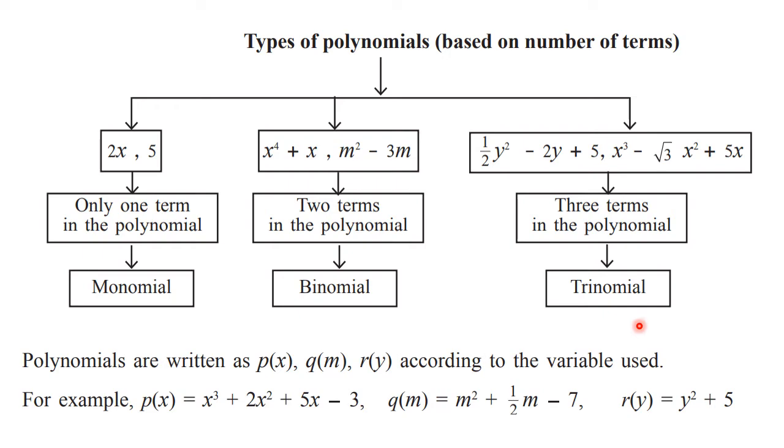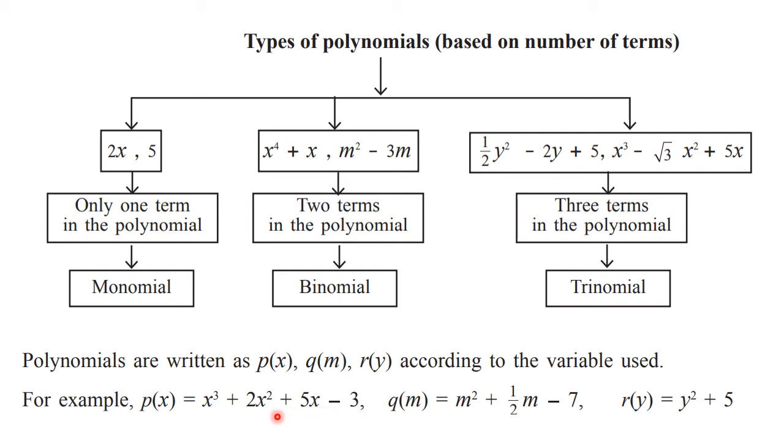Then what you have to keep in mind is that all these polynomials we write like this: P inside the bracket x. That means P is a polynomial with variable x. Like you can see that here the variable is x. So this is the polynomial. If you want to write this, what are we going to write? P of x is equal to x raised to 4 plus x. So the polynomials are written like this. You can see here, P of x is equal to x cube plus 2x square plus 5x minus 3. That means P is a polynomial with variable x. Everywhere you can see the same variable is there.